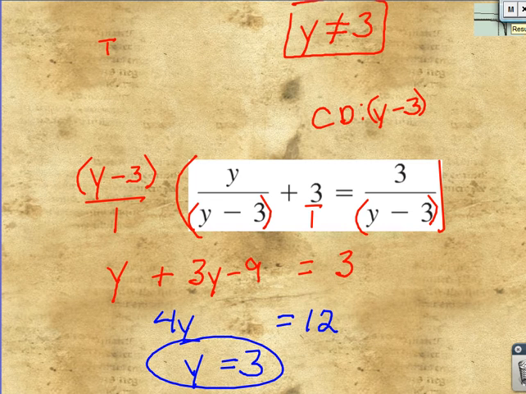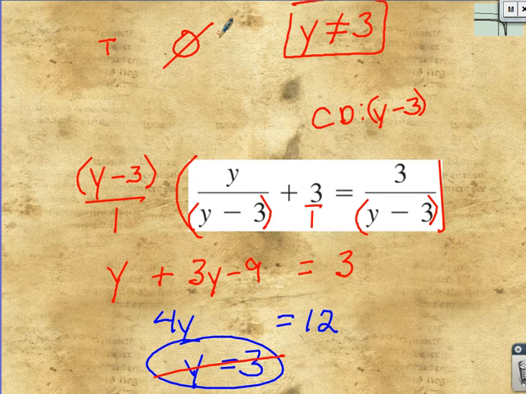Here's the thing. We have an issue. We have conflicts. To begin with, we said that y cannot be 3. Now we've got that y is equal to 3. So what do we do? We throw that out. Y cannot be 3. Okay, so what is y? Non-existent. No solution, since the only solution that you obtained was one that we could not use.